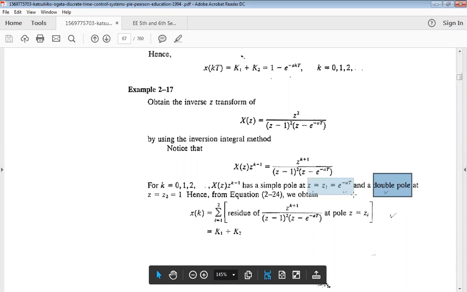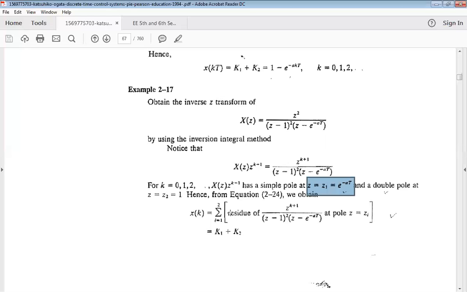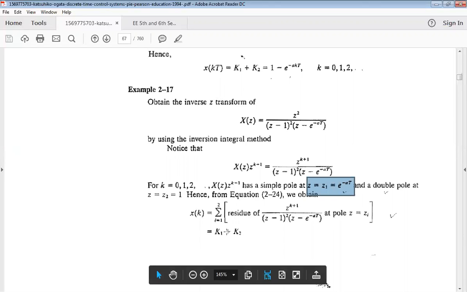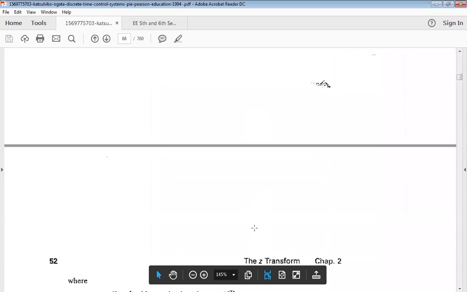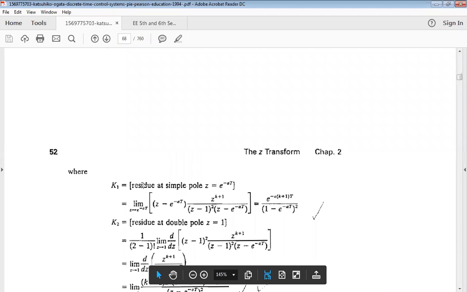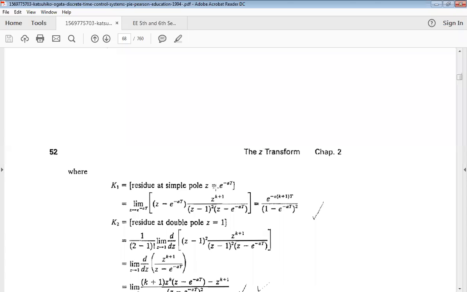Another pole is at z = e^(-aT). So according to the formula, x(k) is equal to the summation of residues. That means there are two poles, so two residues, k1 plus k2. Suppose k1 is the residue at the simple pole z = e^(-aT).